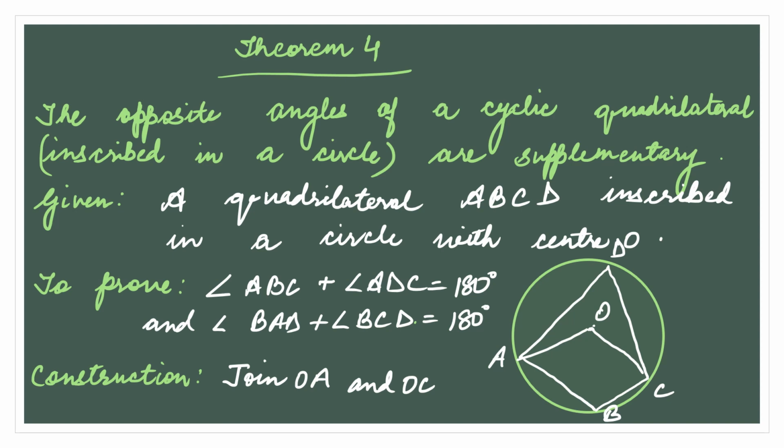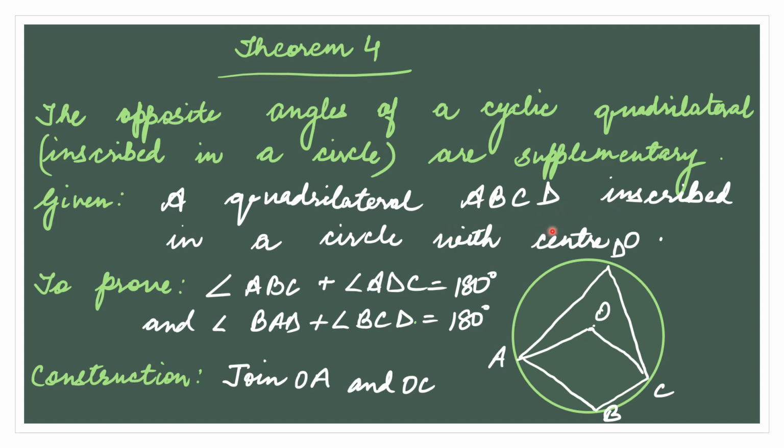Now theorem 4. What is theorem 4, children? It says that the opposite angles of a cyclic quadrilateral inscribed in a circle are supplementary. Supplementary means they both add up to 180 degrees. Okay, how? We will prove it.